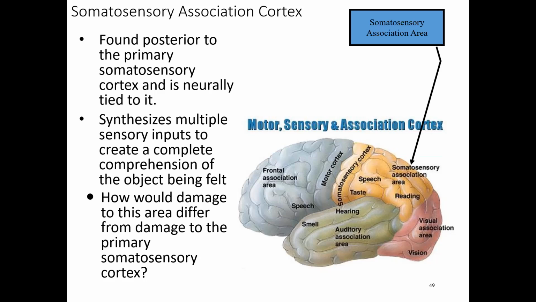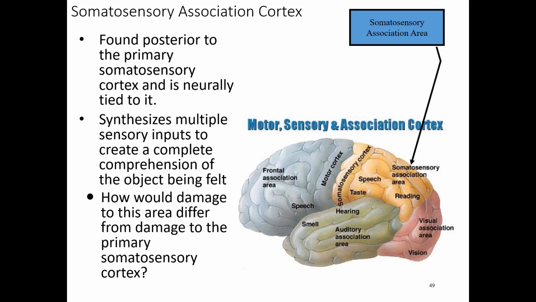What is our memory of what we put in our pocket that day? All the different things you might have in a pocket that you would be able to identify. If you had damage to the association area, you would not be able to tell what you were feeling. You would have to pull it out of your pocket and look at it so that you would know it's not a pencil, it's a pocket knife. It's not your wallet, it's your phone.